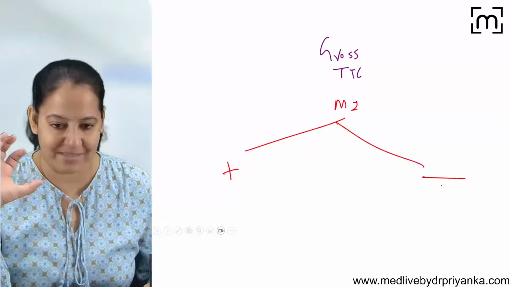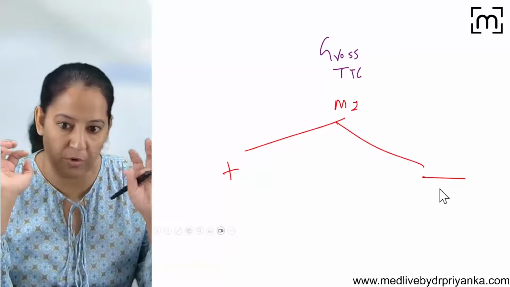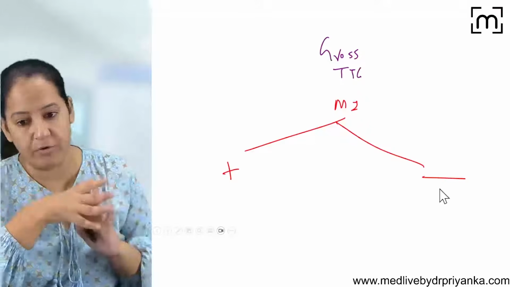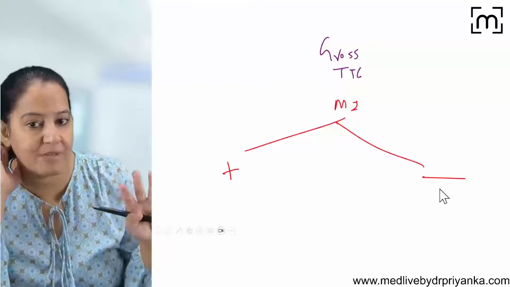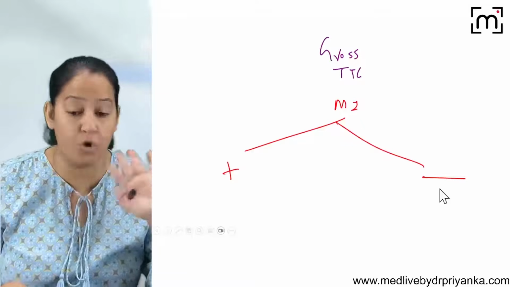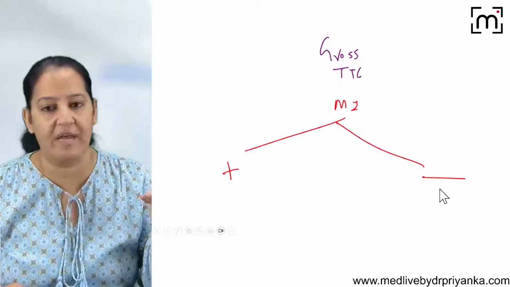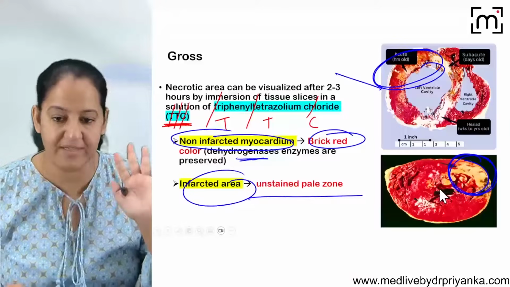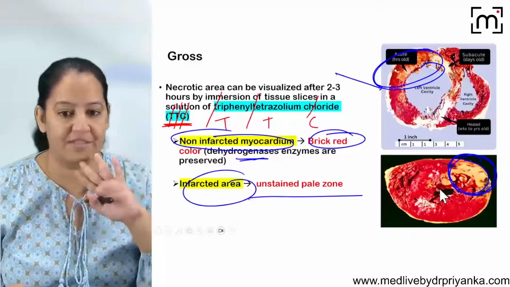So whether MI is present or absent, you can tell by looking at the brown or yellow color of all the slices. Take all the slices one by one. Look where the brown or yellow color is. A complete slice will be red because it is viable. A portion can be non-stained. It can be brownish or yellowish in color, pale in color. So you can make out this is infarct. So with the help of this, you can tell whether MI is present or not.